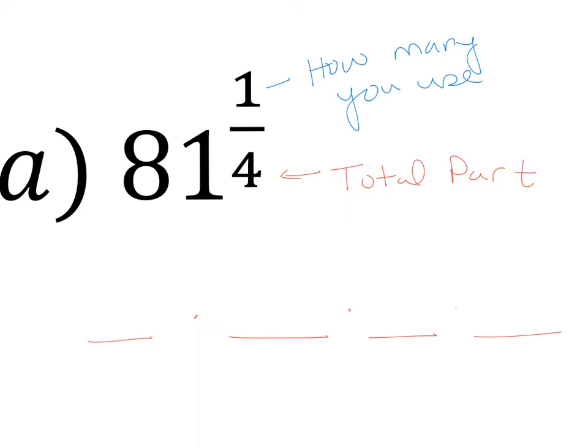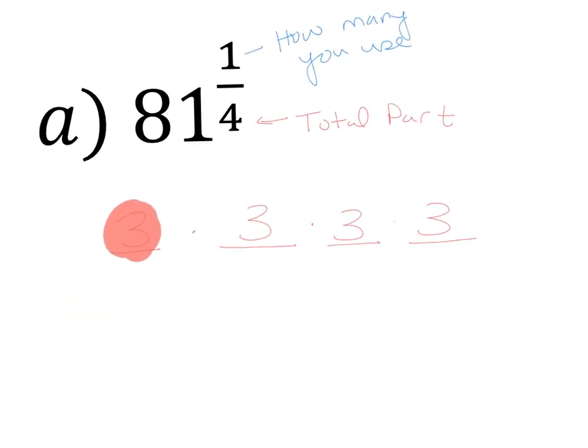So what I have to do is come up with what times what times what times what is going to get me 81. That's our first step. Okay, so if we start thinking, like 3 times 3 is 9. 9 and 9 would be 81. So in here, I'm going to have 3 times 3 times 3 times 3. Okay, now that's how many total parts I have. The top number, again, tells you how many you're going to use. I am going to use one of them. So since I'm only using one of them, your answer, in this case, is 3.